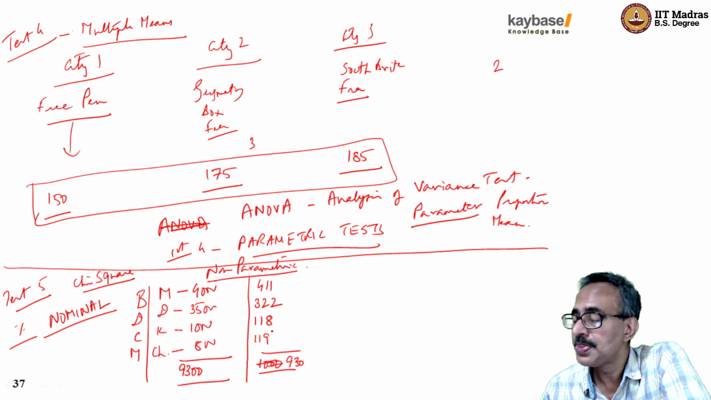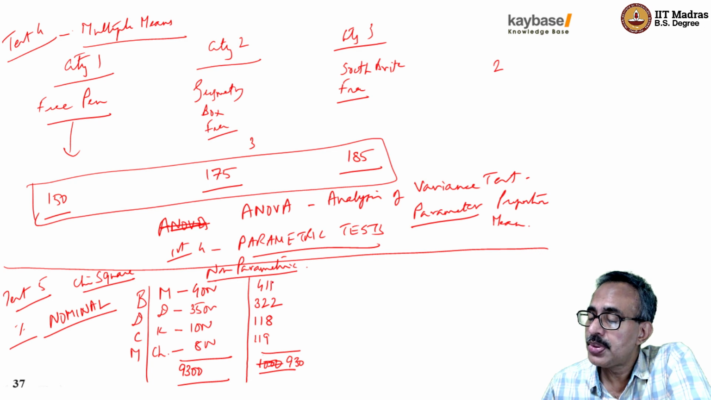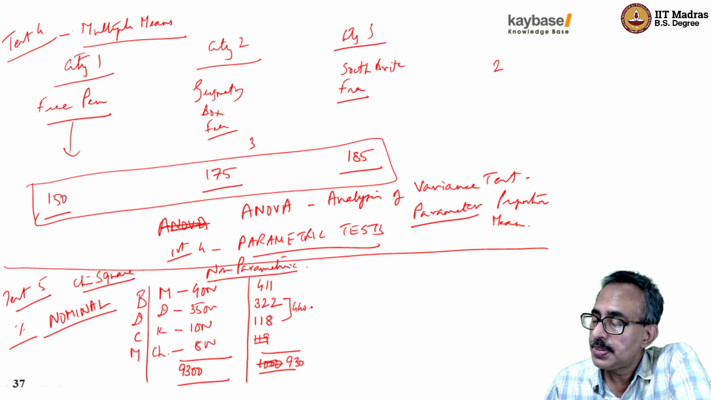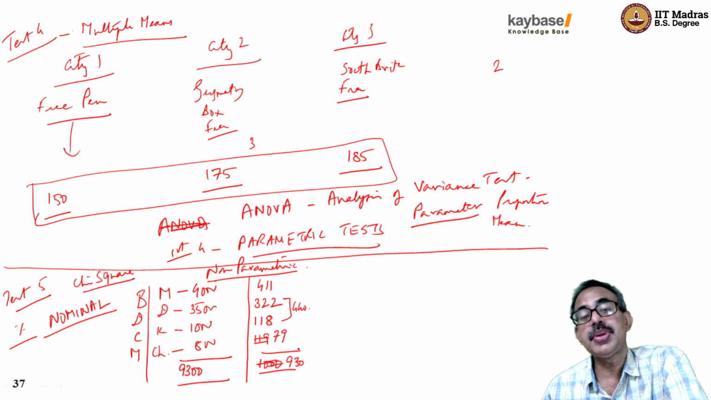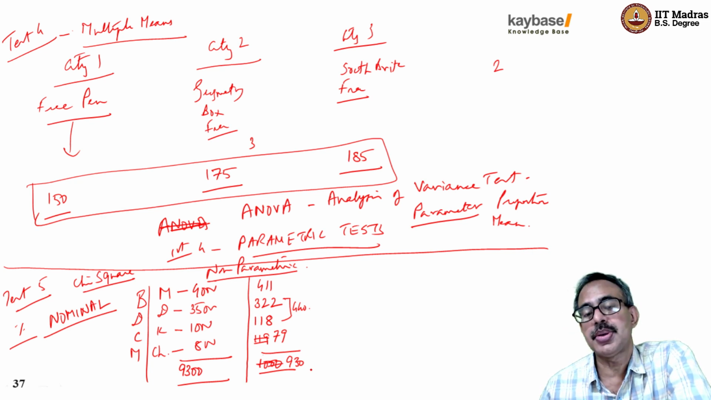I'll just double check this. 119 plus 411, 400, 500, 530, 830, 852. What am I doing here? I'm doing something wrong, right? 322 plus 118 is 440, 851. So this can't be 119, sorry. This can only be 79 customers. So 411 plus 79 is 490, plus 100 is 590, 608. Yeah, correct. So this is the actual number of customers that we have got in our sample, 930 customers.